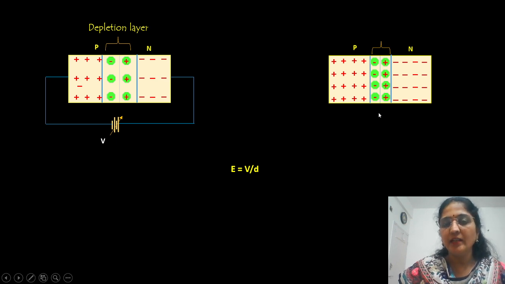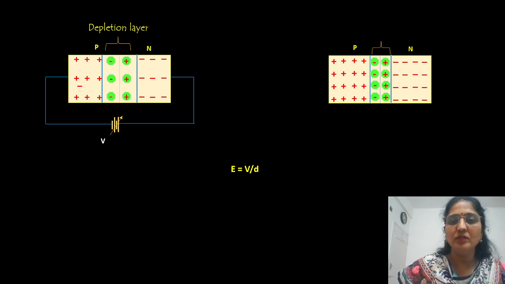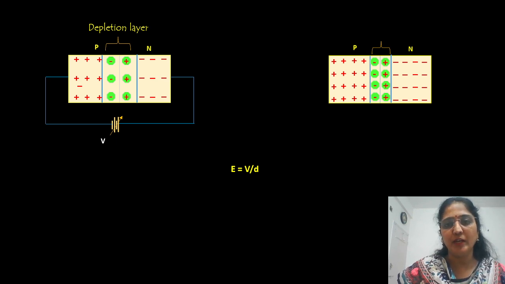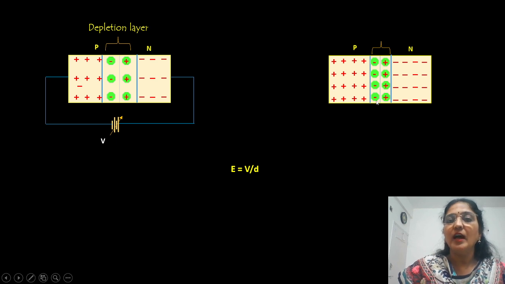So in a Zener diode, there are two types of breakdowns. First is Zener breakdown and then avalanche breakdown. Zener breakdown occurs before the avalanche breakdown. So what exactly happens in the Zener diode? As I told you, the electric field on the atoms of this depletion layer is very large as the width of the depletion layer is small.